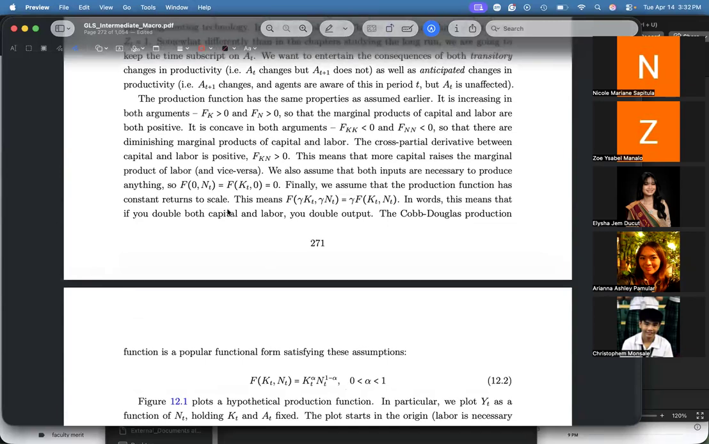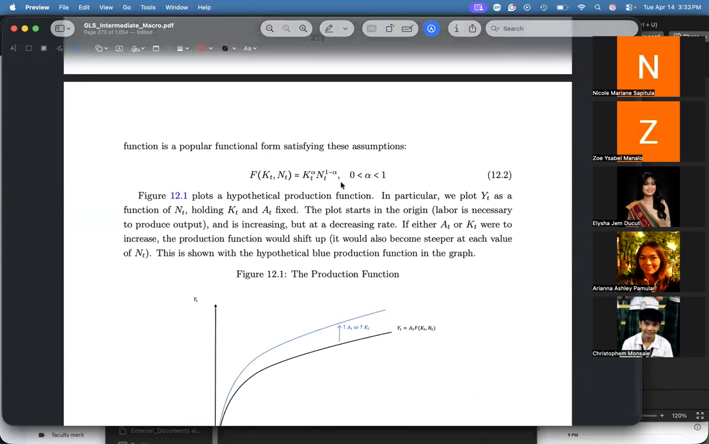And yes, we're thinking about CRS also. If you bump up K and N by gamma, then it's as if you're bumping up the whole thing by gamma. An example here would be Cobb-Douglas, which again we will return to for simplicity's sake, and alpha will be less than 1. And if you recall, alpha will be the share of capital in output.